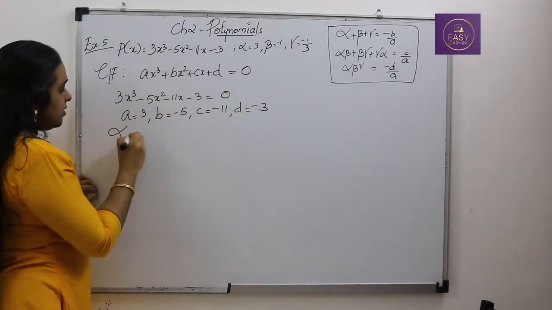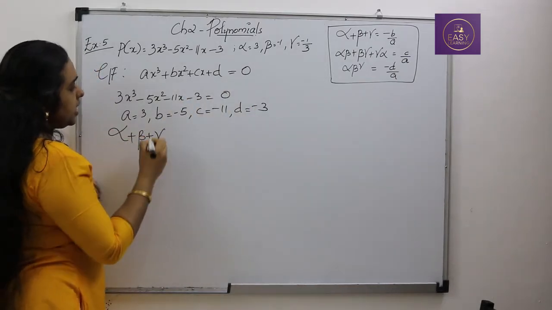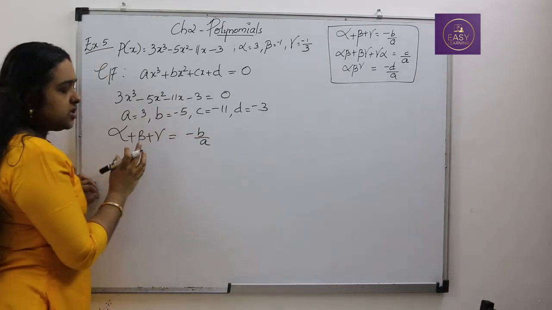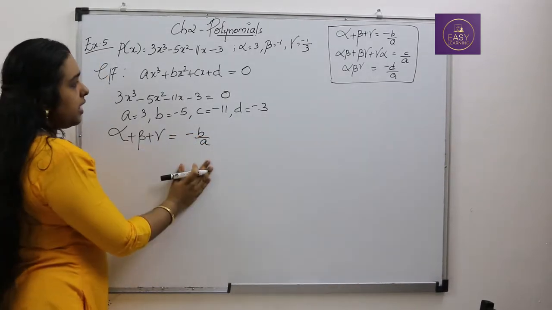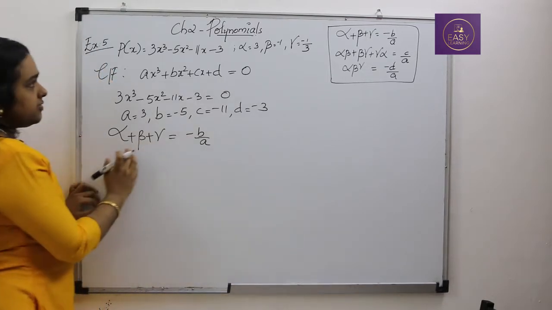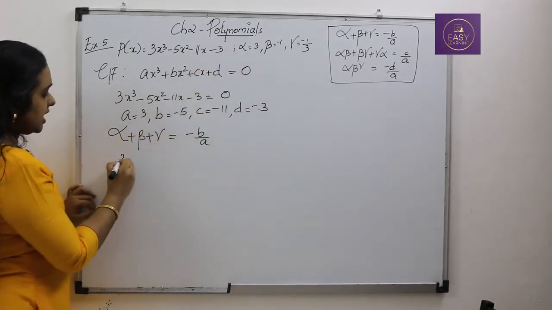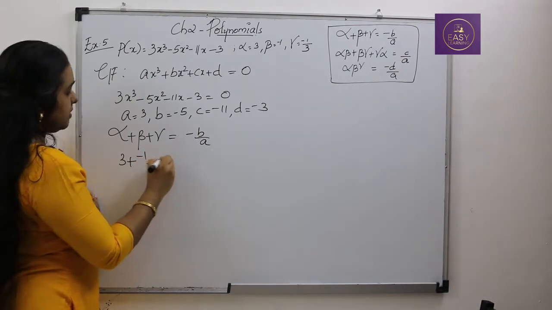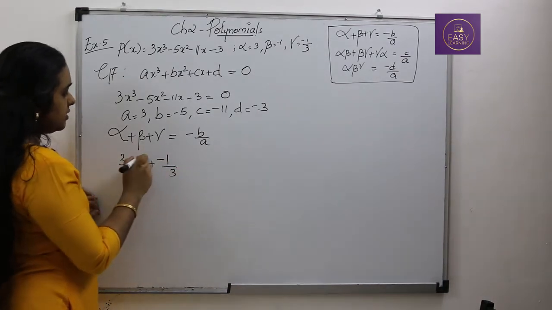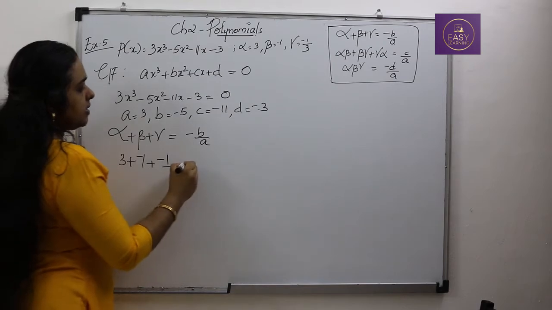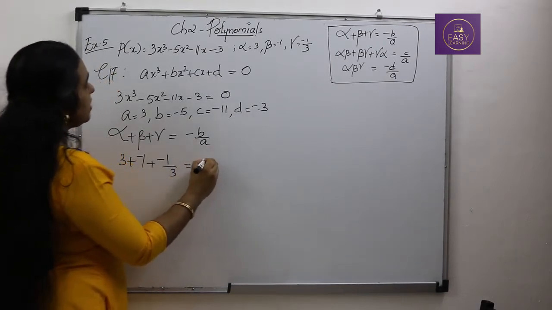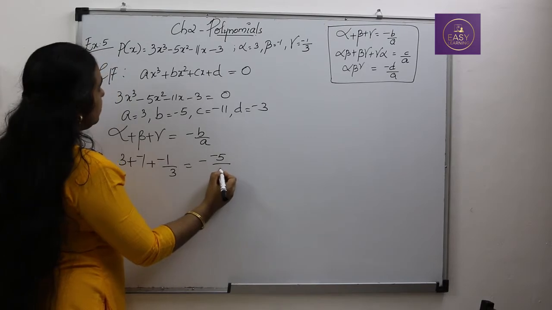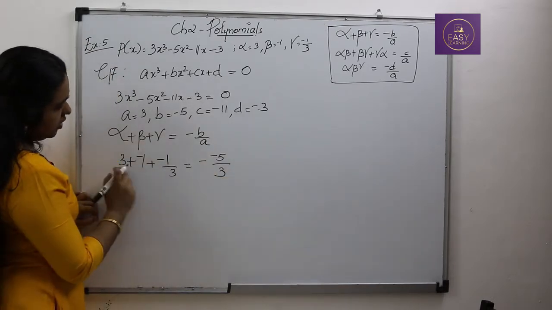Okay, then what will be alpha plus beta plus gamma? This is minus b by a. We need to check whether left hand side equals right hand side, LHS equals RHS. What is our alpha, beta, gamma? We are given it: 3 plus minus 1 plus minus 1 by 3, isn't it? That is equal to minus b by a, and minus b is minus 5, so minus 5 by 3 is the... how much will be the answer?